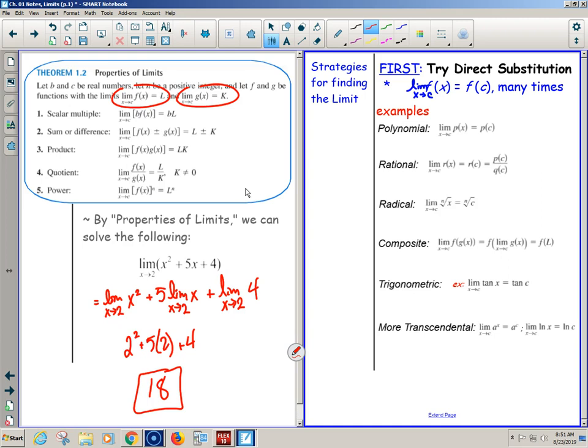When? Always with a polynomial, because it's all real numbers. Always with a rational, as long as it doesn't make the bottom 0. Always with a radical, as long as it doesn't make the inside imaginary, or the whole thing imaginary. Always with composites, as long as it exists. Trig, as long as it exists. More transcendental, e to the x, ln of x, as long as it exists. So, plugging in is great, as long as it exists and is not piecewise.